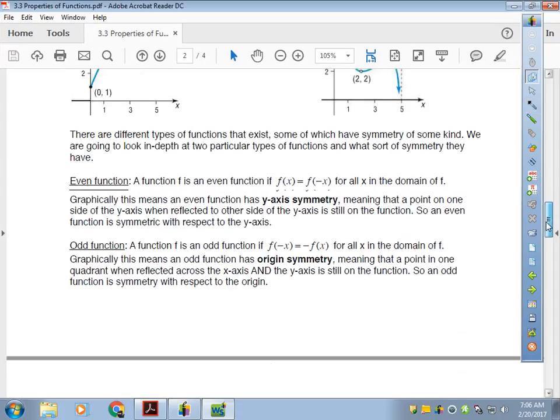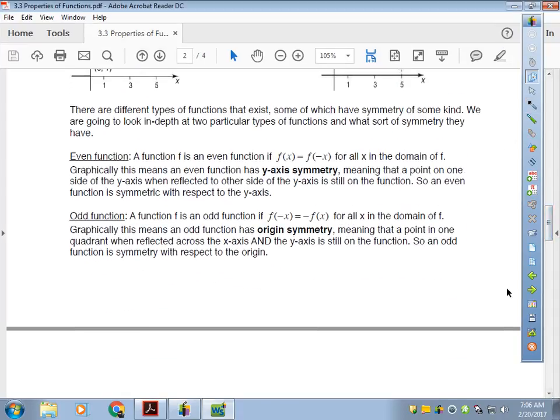All right, the next thing we're going to look at is symmetry. We've already talked about symmetry a little bit. We talked about how to find it algebraically. We want to talk about what it means for graphs. So if a graph has y-axis symmetry, which means f of x equals f of negative x, then we call that function an even function. Okay? So even functions have y-axis symmetry.